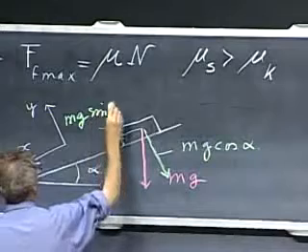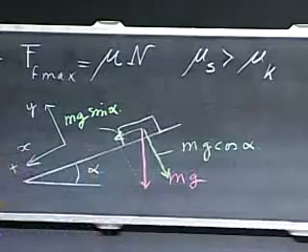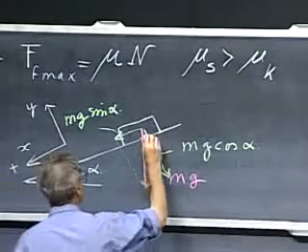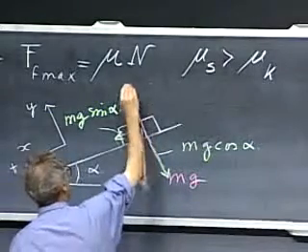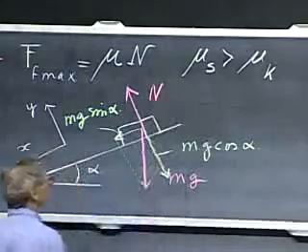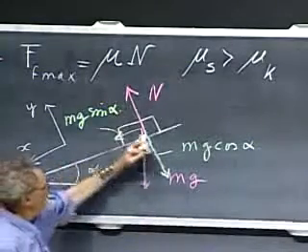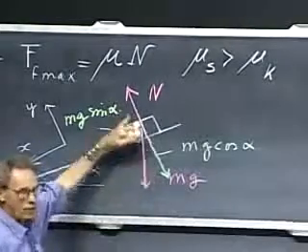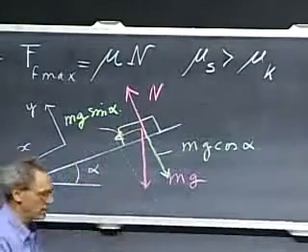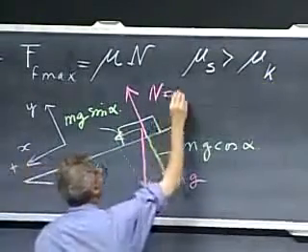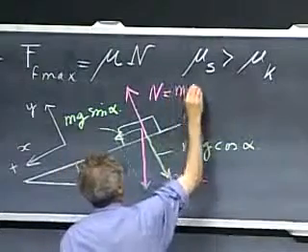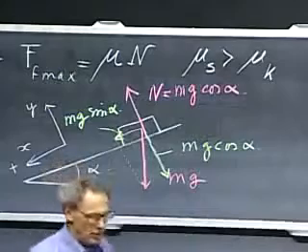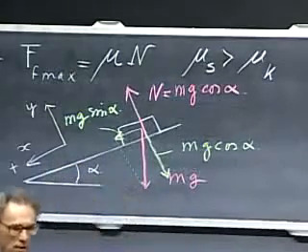sine alpha. There is no acceleration in the y direction, so I can be sure that the surface pushes back with a normal force n, and that normal force n must be exactly mg cosine alpha, because those are the only two forces in the y direction, and there is no acceleration in the y direction, so this one must be mg cosine alpha. Now this object wants to slide downhill.